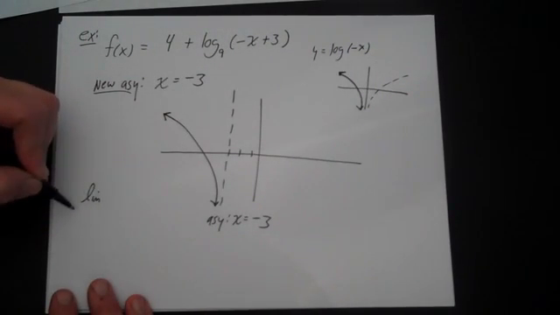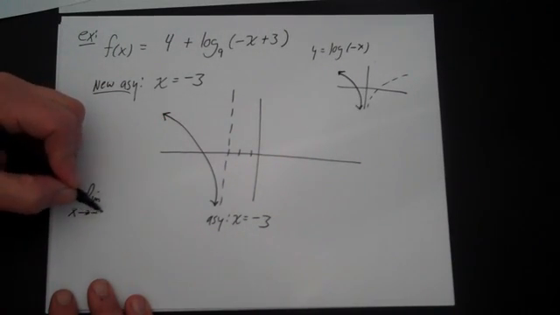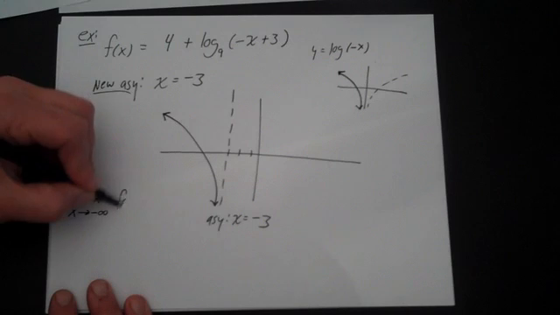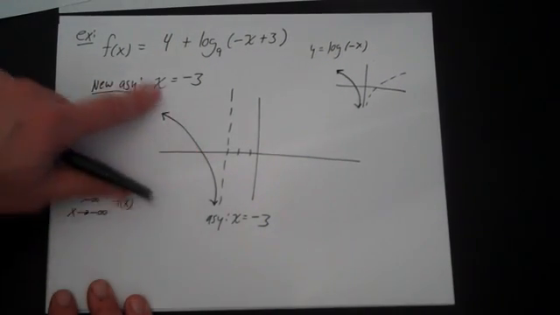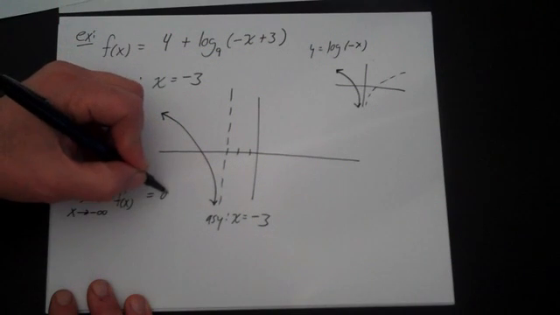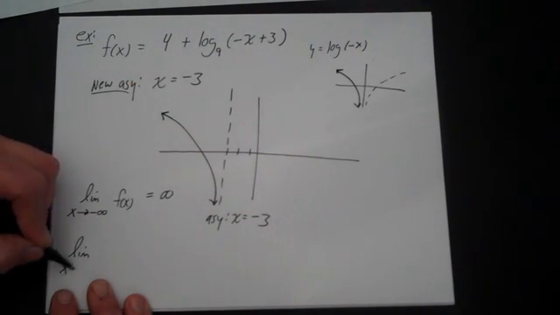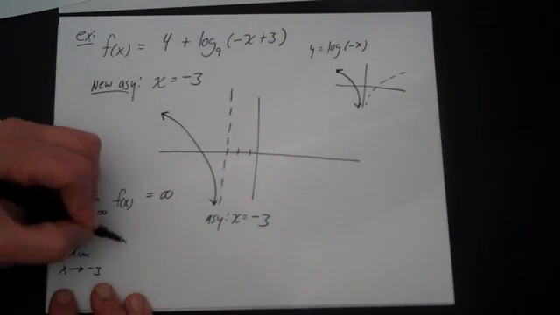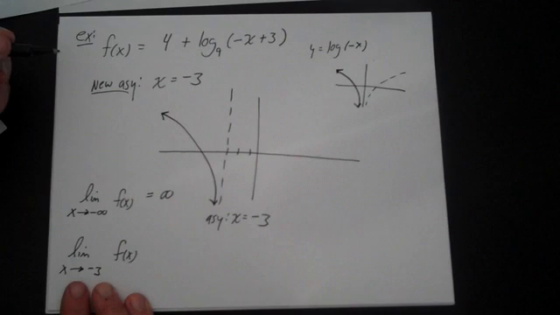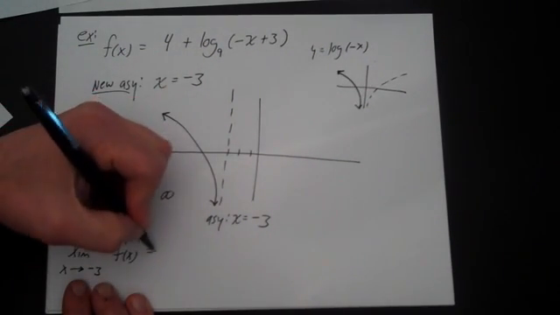Now let's look at the limits. First, x can go to minus infinity in this case. As x goes to minus infinity, let's see what happens. As x goes to minus infinity, y goes to positive infinity. And then in the other direction, x is going to get closer and closer to the asymptote. In this case, the limit of f of x, as x gets closer and closer to minus 3, is going to be minus infinity.